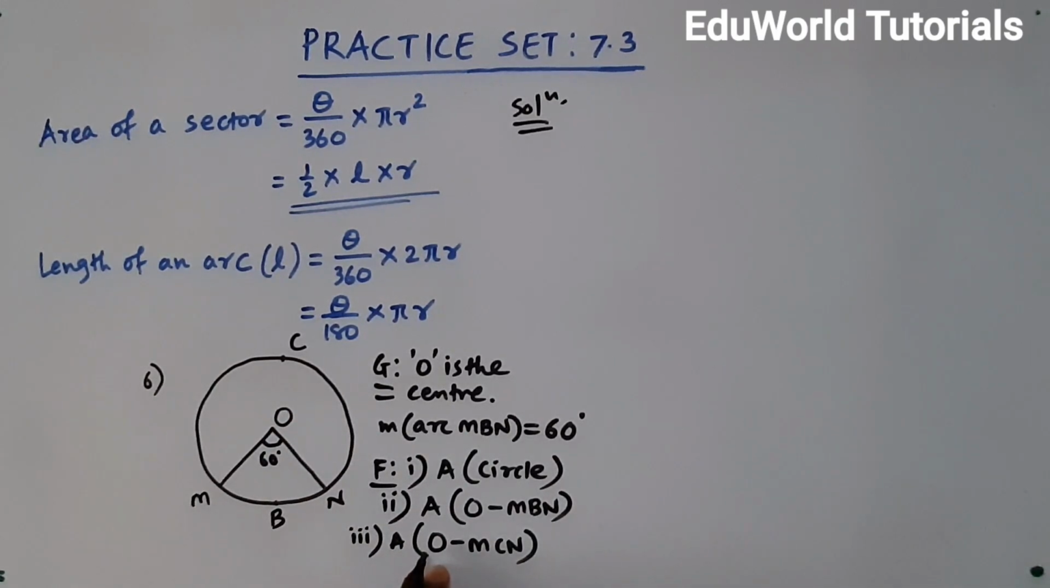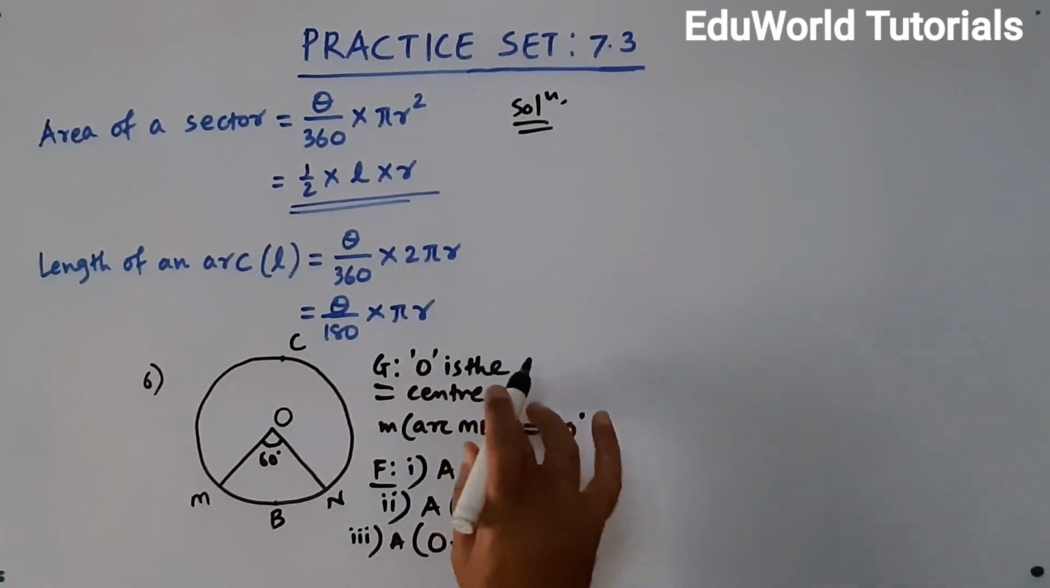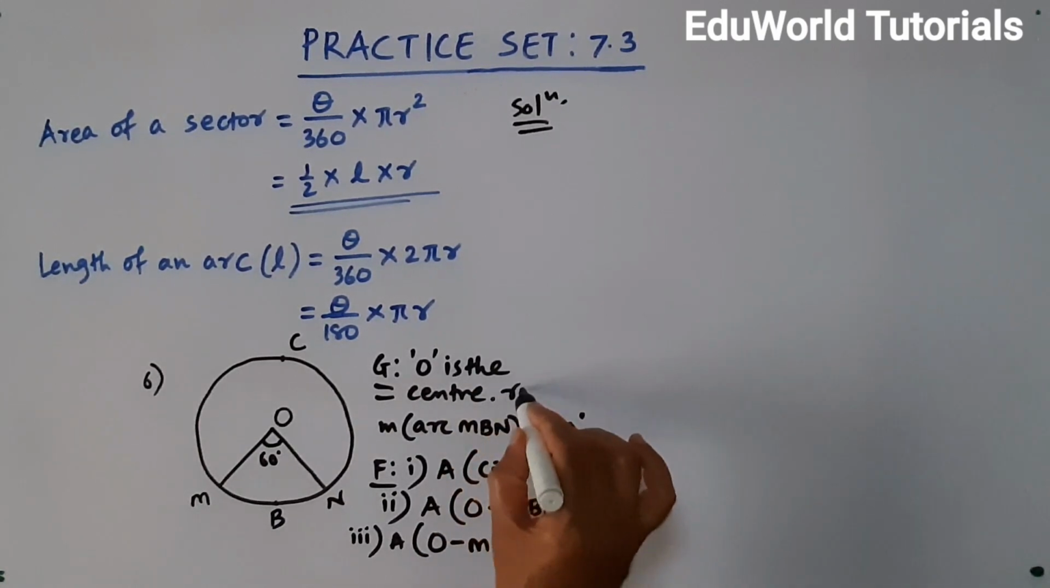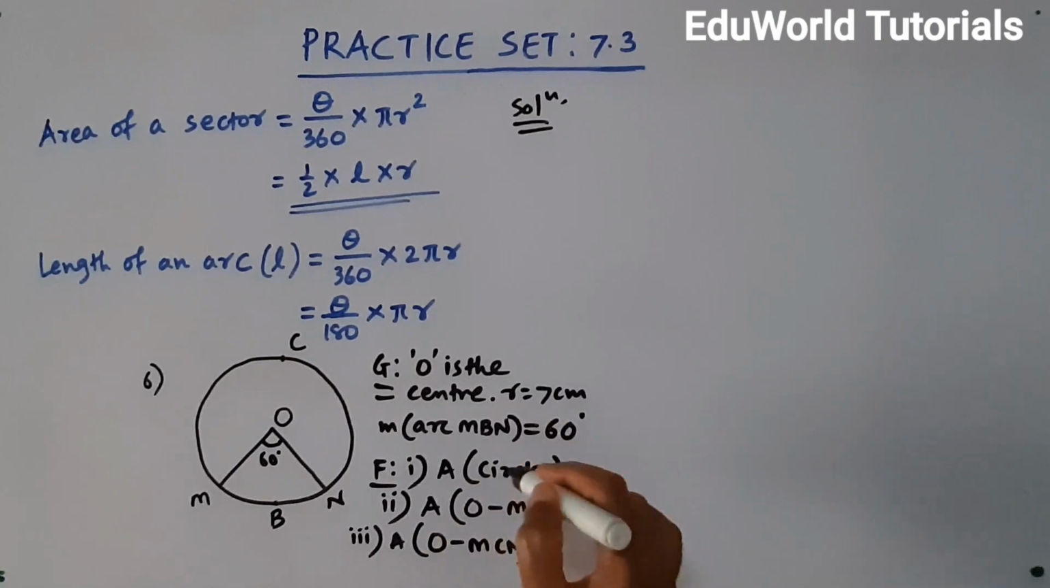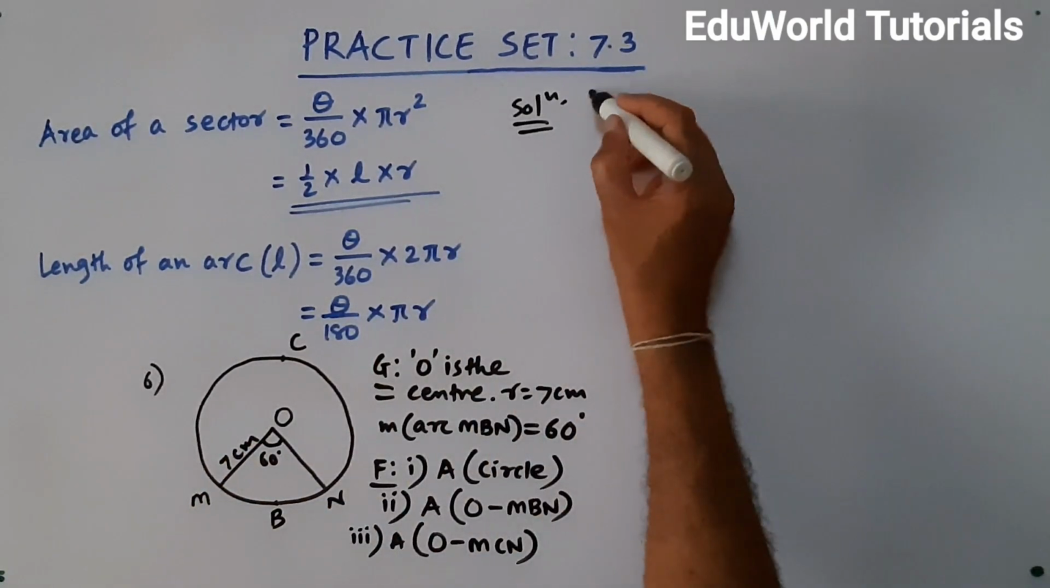Okay, we are also given the radius of the circle to be 7 centimeter. O is the center and radius is 7 centimeter. Now, how to find the area of the circle when radius is given? Radius is 7 centimeter. Very simple.